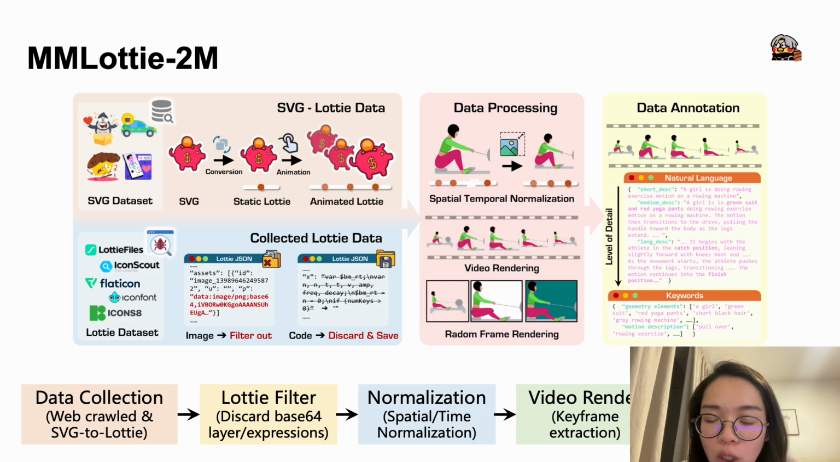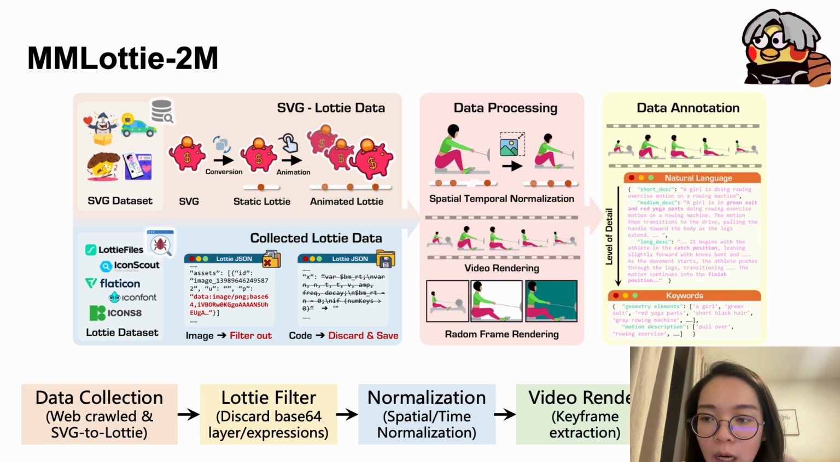Clean, standardized Lottie datasets just didn't exist before this. Crawled data is massive, expensive, and full of fake Lotties. So we built OmniLottie 2 million, the industry's first million-scale multimodal Lottie dataset. We built out batch samples, normalized spatial coordinates and frame rates, and then rendered them to extract visual features. Finally, we use advanced models to write rich captions.